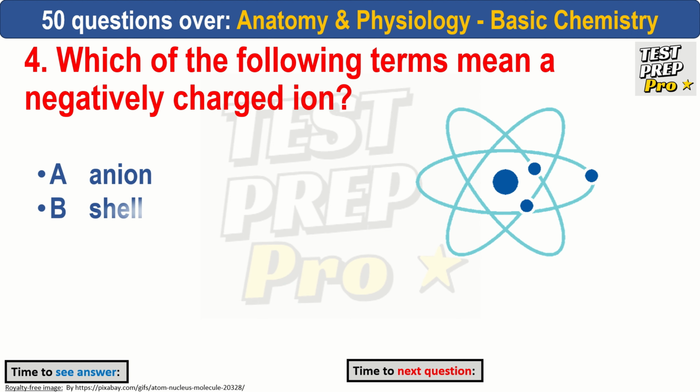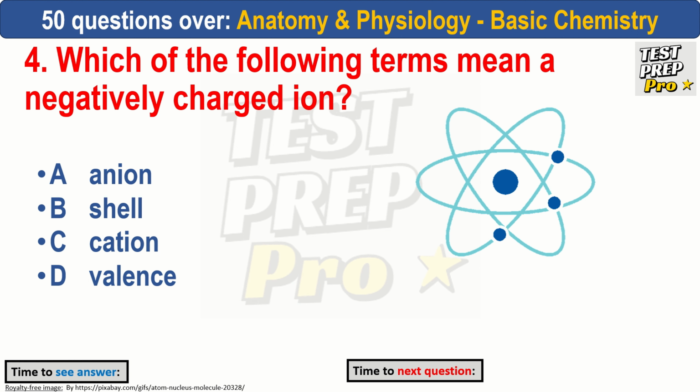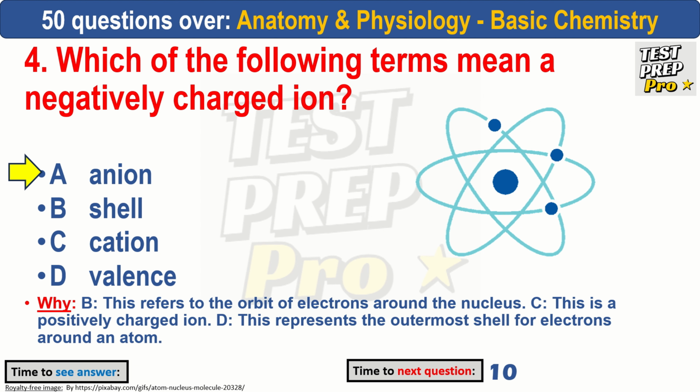Which of the following terms mean a negatively charged ion? Anion, shell, cation, or D, valence? Anion. Anions are negatively charged. Shell has to do with the electron cloud around the nucleus. Cations have a positive charge. Valence is the outermost shell.